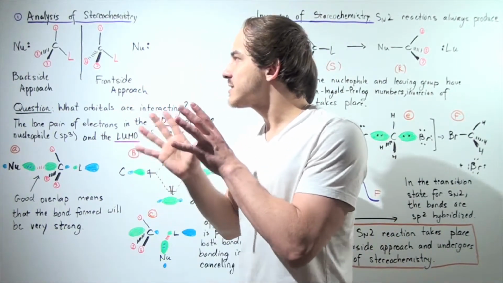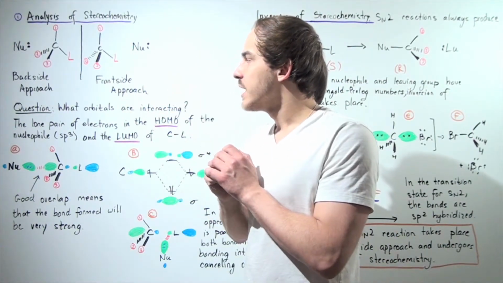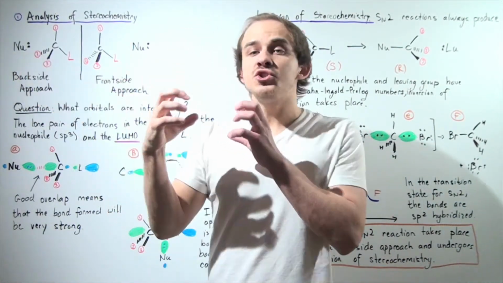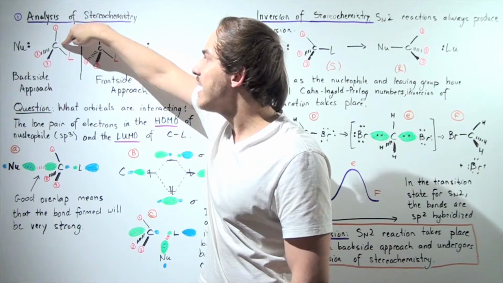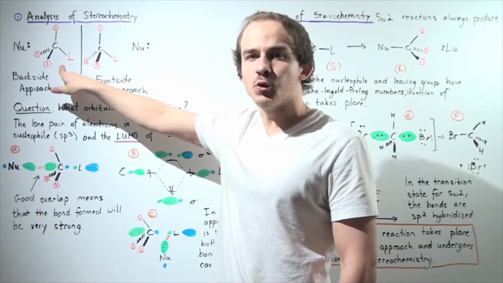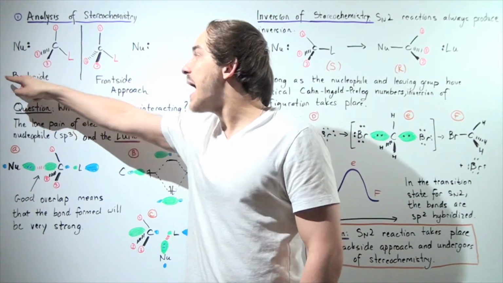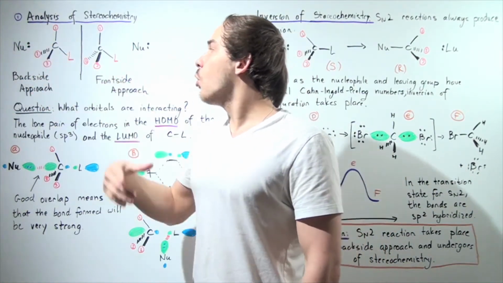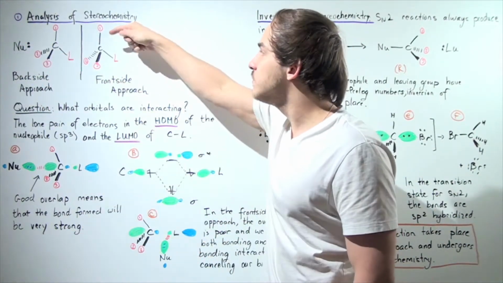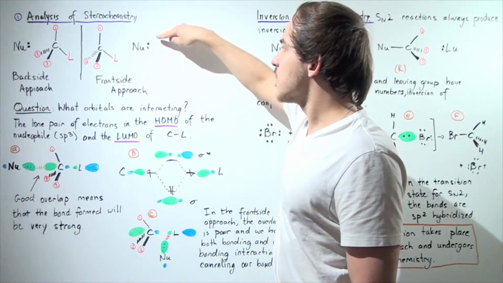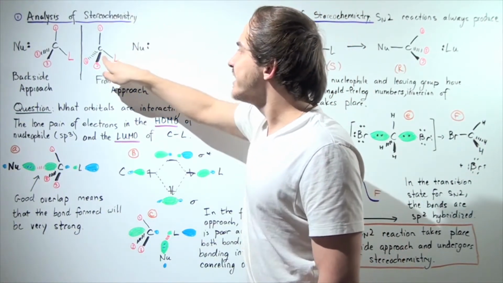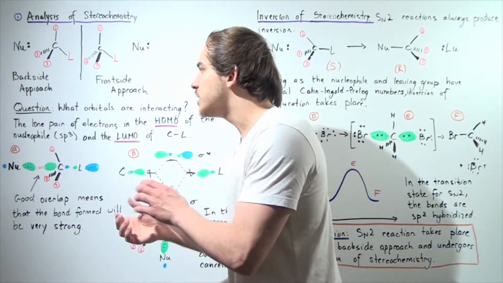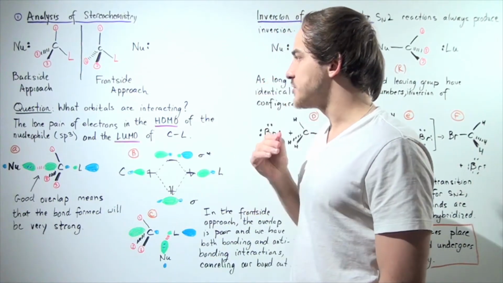Now, we want to ask the following question. In what way does the nucleophile approach our carbon atom attached to our leaving group? Does it approach via a backside approach, so does it approach from the back of the leaving group? Or does it approach from the front of the leaving group? A front side approach. Does it approach like so, kicking off the leaving group?